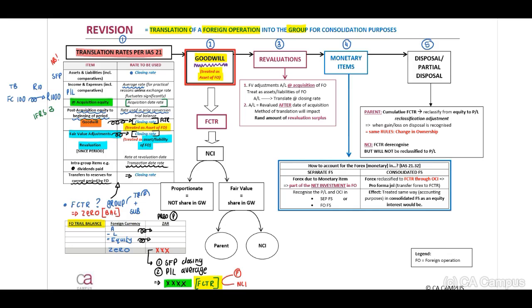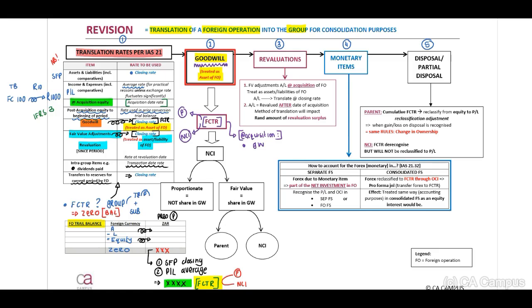Now, let's just quickly take this one step back. You will remember we have identified that an FCTR account will be recognized, and we need to divide this into our parents' portion as well as our NCI's portion in our analysis of owner's equity. Now, at acquisition date, we will recognize goodwill. Remember, at acquisition date, goodwill will be recognized in terms of our IFRS 3 principles.